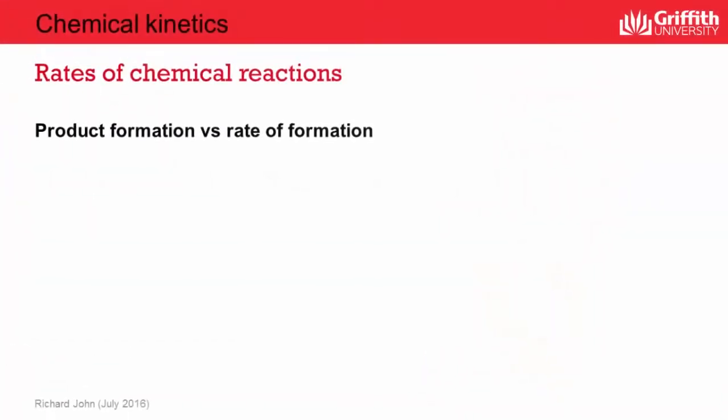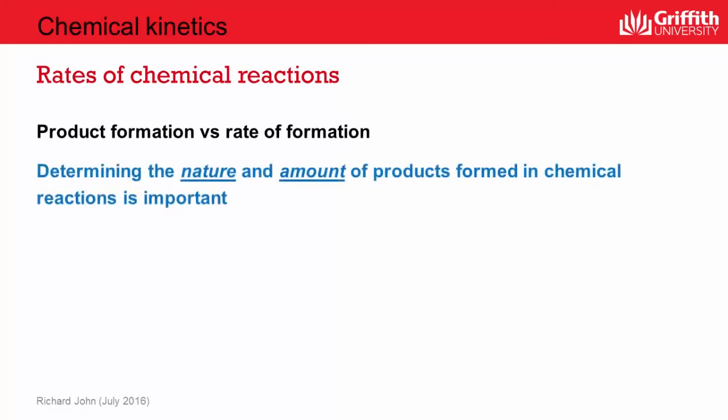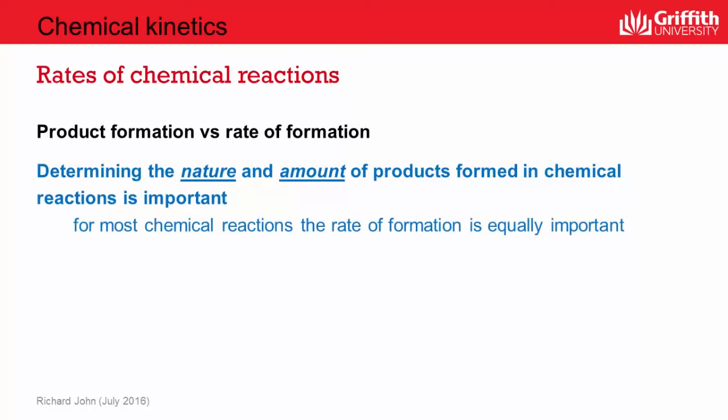Now, we've seen in previous videos in this series how the products of chemical reactions can be predicted from a given set of reactants, and how we can even calculate the amount of products we might expect from a given amount of reactants. And the nature and amount of products formed in chemical reactions is obviously of considerable importance in environmental, industrial, and biochemical applications. However, for most chemical reactions, it is generally equally important to consider how rapidly they take place.